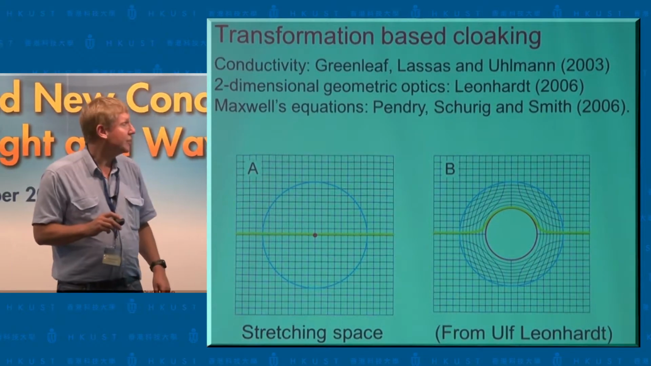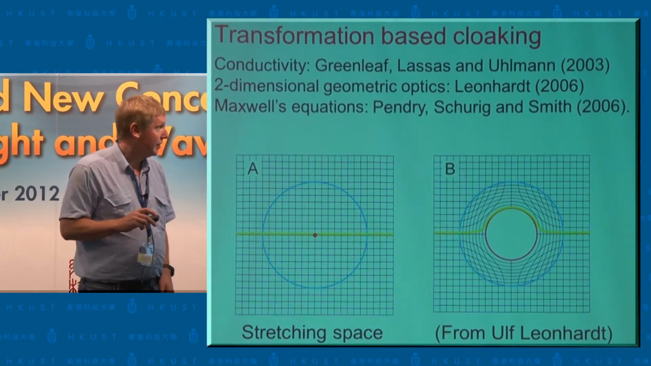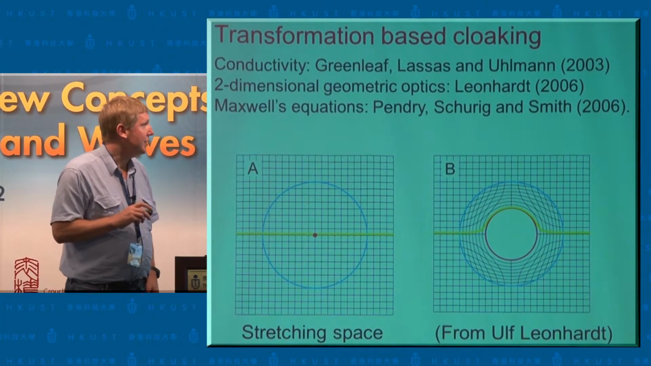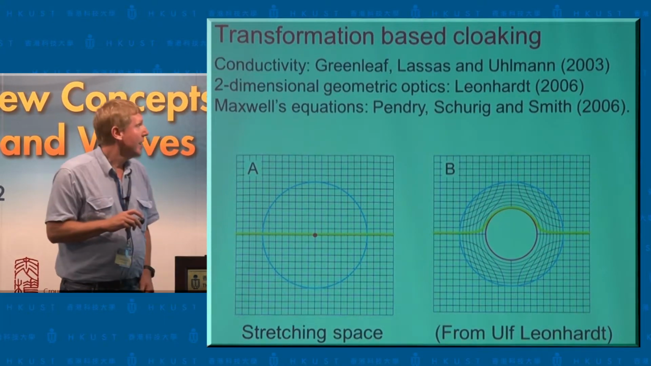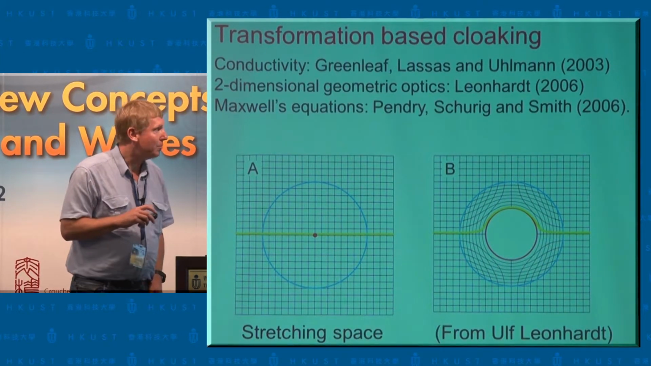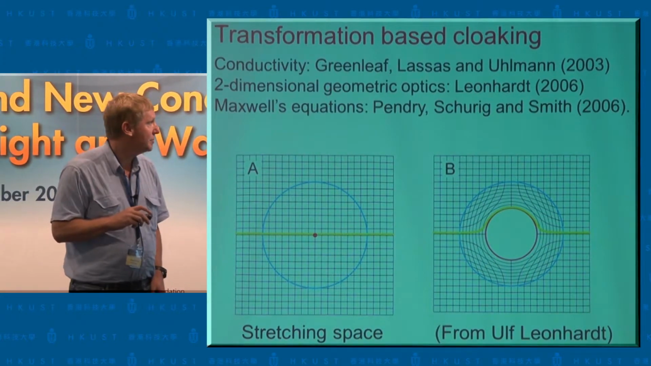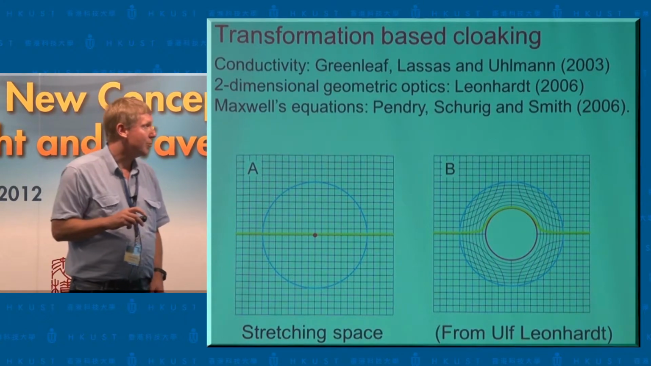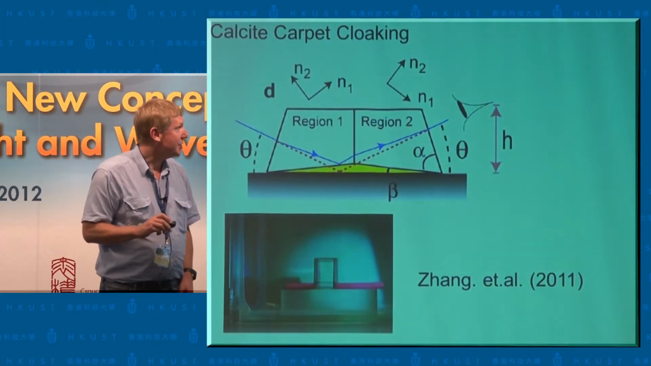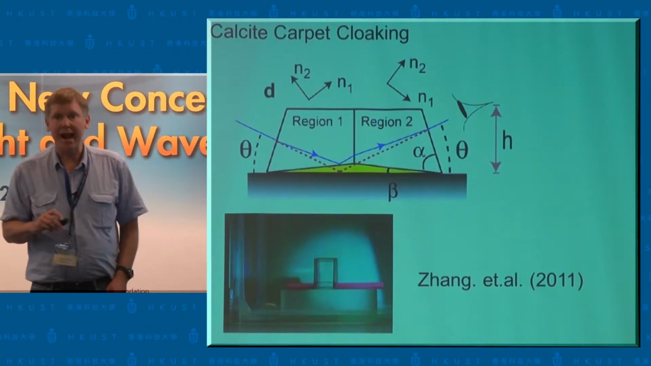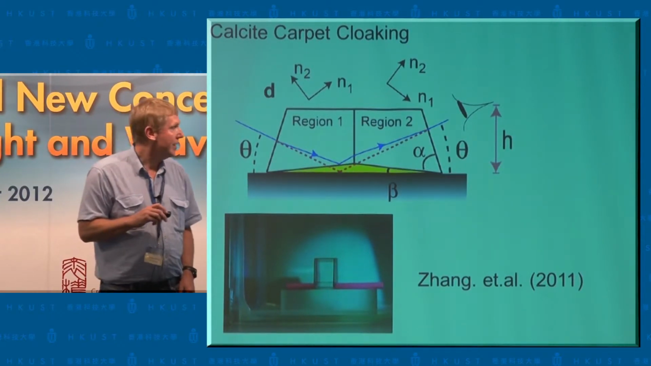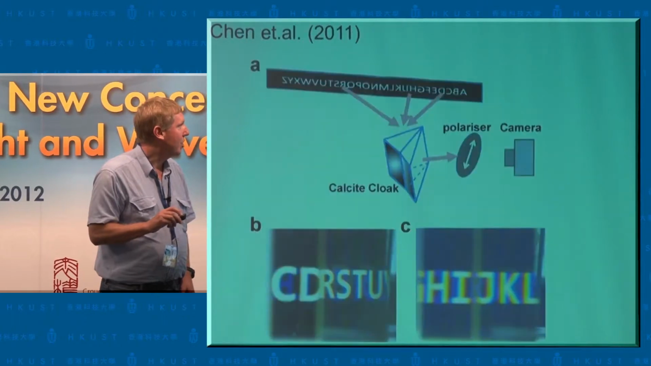So John has already given a very nice introduction to transformation-based cloaking, which dates back for conductivity to Greenleaf, Lassas, and Uhlmann. Ulf had a different approach that he applied to two-dimensional geometric optics, and Pendry, Schurig and Smith derived it for the full Maxwell's equations in the time harmonic case. And then that was followed by the experimental realizations, and in particular, the calcite-based cloaking is a very nice example where the transformation is piecewise constant, which John already talked about as well.